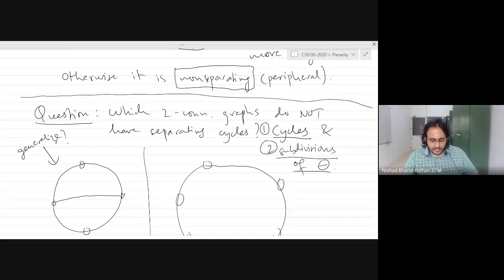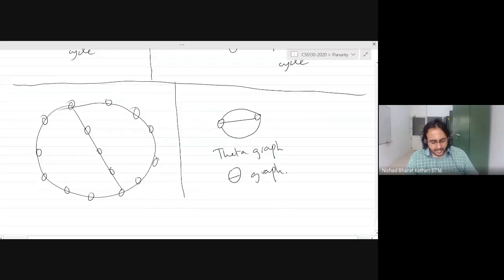I hope that by looking at this drawing, you are convinced that there is no separating cycle in this graph. Are there any questions?